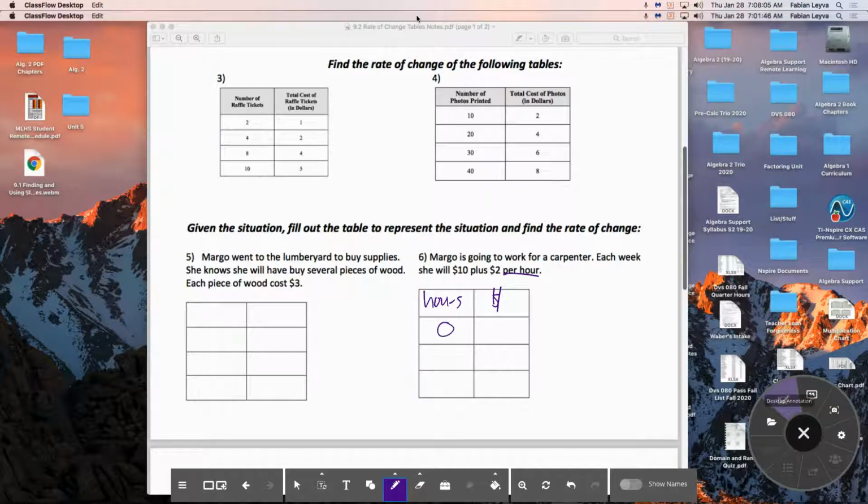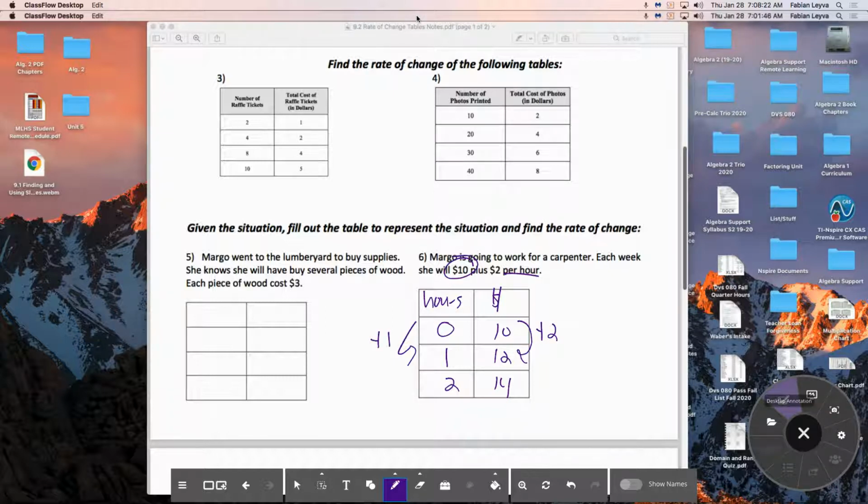Now let's say she works 0 hours. Well, she's gonna still earn $10 because she's getting paid $10. Let's say she works 1 and then 2 hours, and you can see that's gonna go up by 2 each time. Now you can see that the rate of change is kind of straightforward.